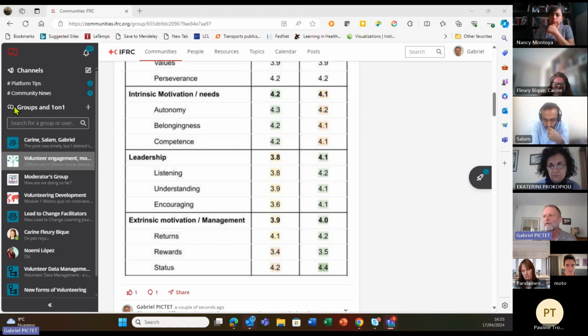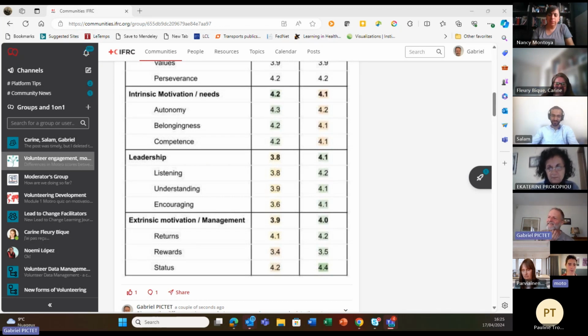So I think Moto is pointing out that it's probably the difference in status, which is the greatest among the extrinsic motivators, that might explain part of the difference. Women just have more pride in being with the Red Cross, Red Crescent than men on average. How does that sound? Yeah, sounds good. How about you, Salam? That sounds good for the first hypothesis.